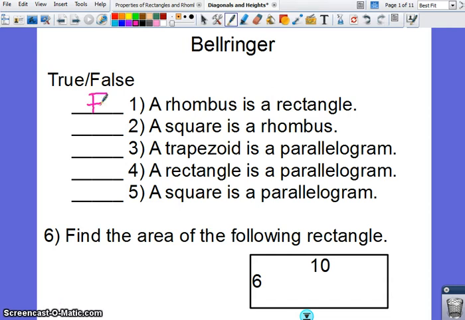A square is a rhombus, though. Well, a square has 4 congruent sides and 4 congruent angles. A rhombus has 4 congruent sides. So yes, every time you have a square, it's going to have to be a rhombus because it has those 4 congruent sides.